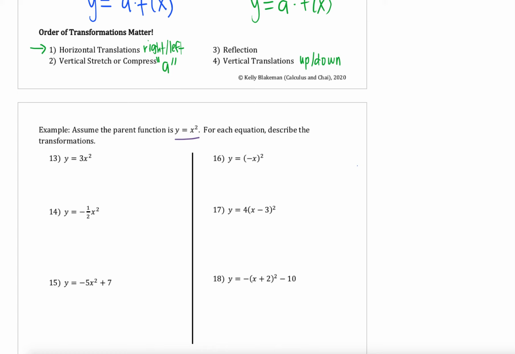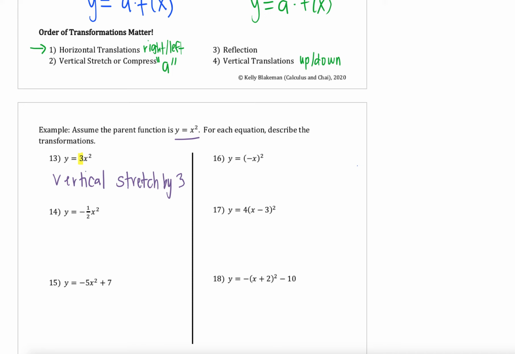Our parent function is x squared, so the 3 is the extra stuff here. Now, unlike before with our horizontal and vertical shifts, 3 is being multiplied now. 3 is the a value that we had. In this case, this would be a vertical stretch by 3, since 3 is bigger than 1. So we have a vertical stretch by 3. And just like we did before with the shifts up, down, left, or right, we want to state how many units we're changing this by, so we are stretching by 3.